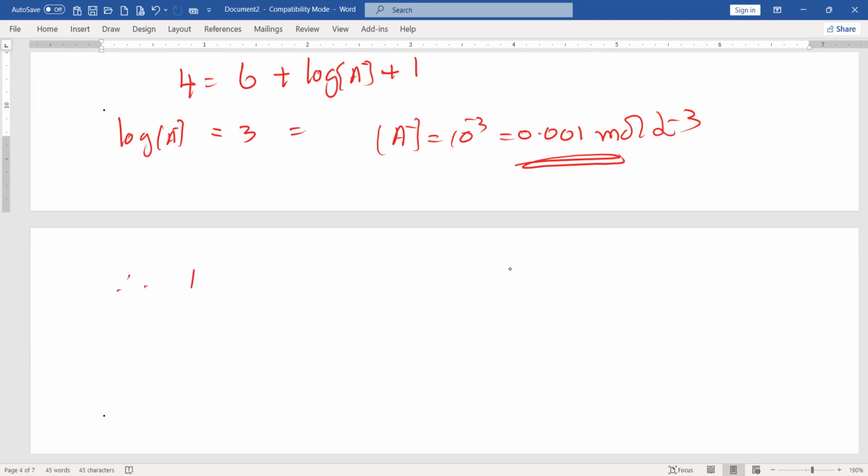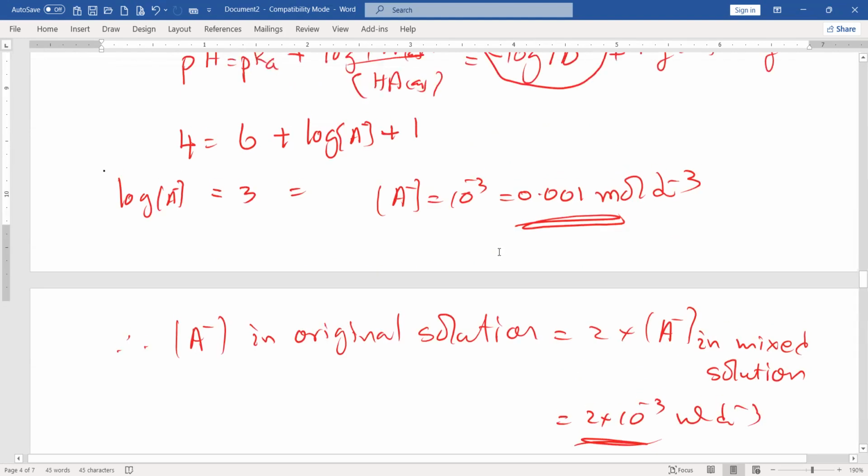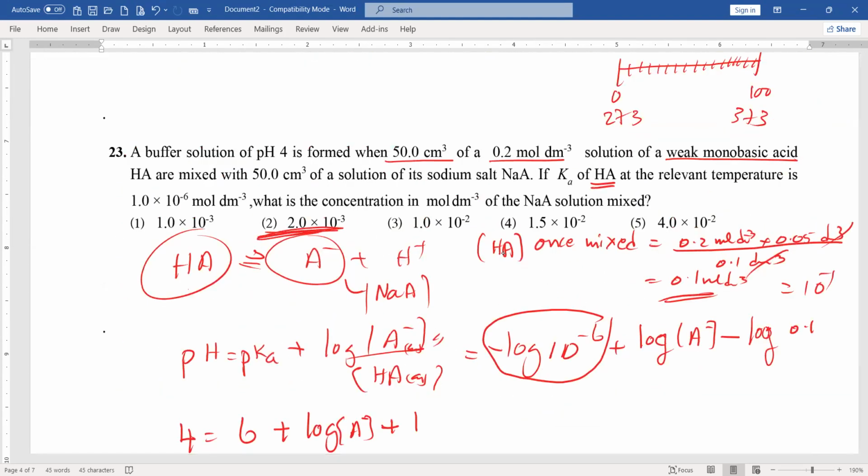Therefore, the A minus concentration in the original solution equals 2 into the A minus concentration in the mixed solution. We calculated the mixed solution concentration, but the original solution has double the concentration, so it is 2 into 10 to the power minus 3 moles per dm cube. This must be the correct answer for this. The second one.